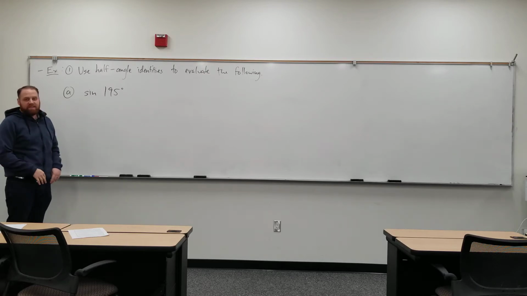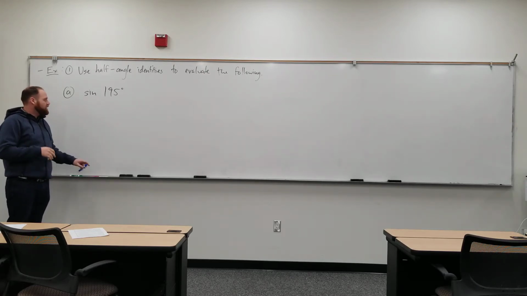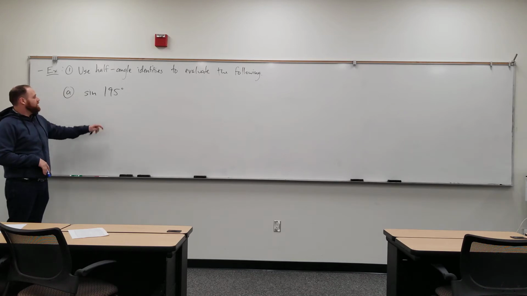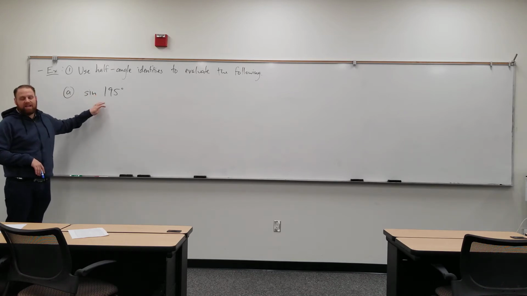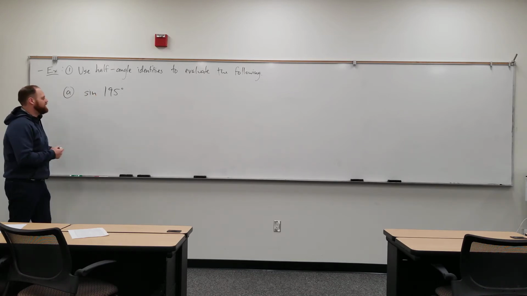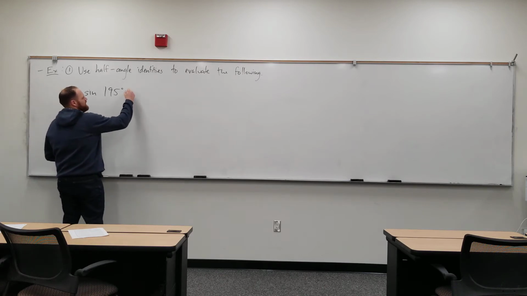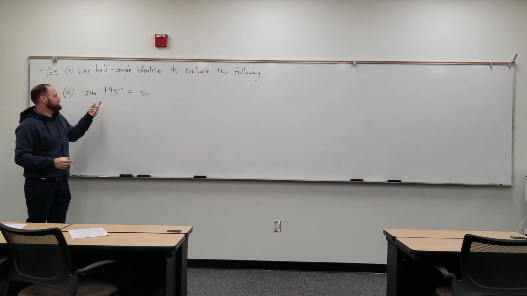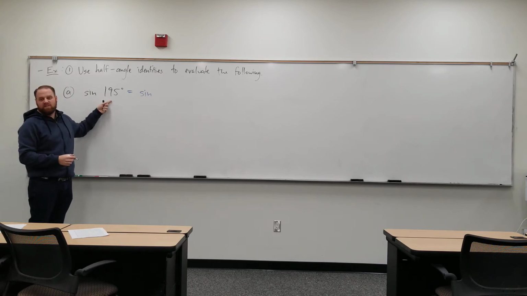If you'd like to try this out, go ahead and pause the video and try it out on your own. I'm going to go ahead and work out the solution now. So, if I want to use a half angle identity to evaluate this expression, the first thing I need to do is figure out, well, what divided by 2 is 195? This is the half angle for what angle?